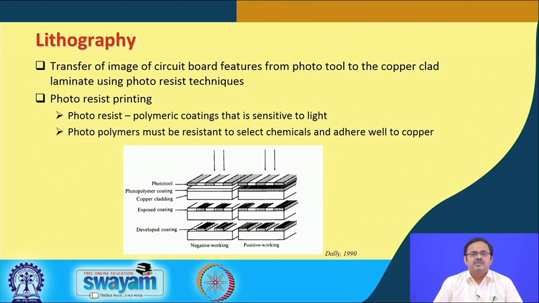So, what is lithography? It is a transfer of image of circuit board features from a photo tool to the copper clad laminate using photoresist techniques. Clear? So, earlier we were removing something else, but now it is about removal of the copper from the copper clad laminate.